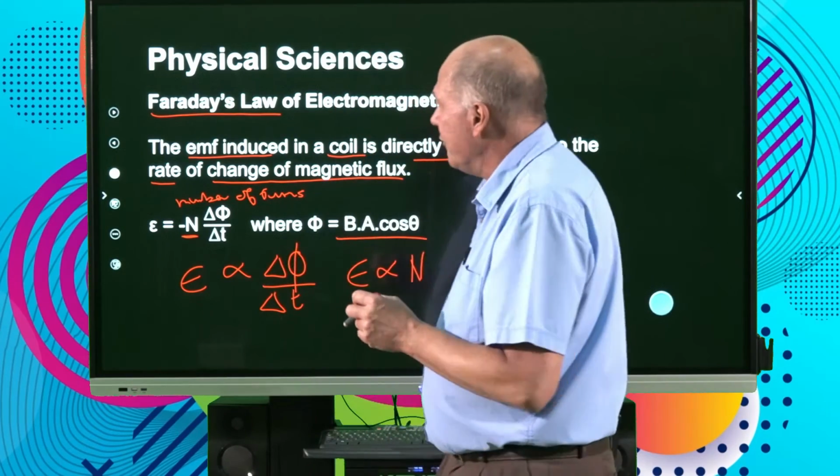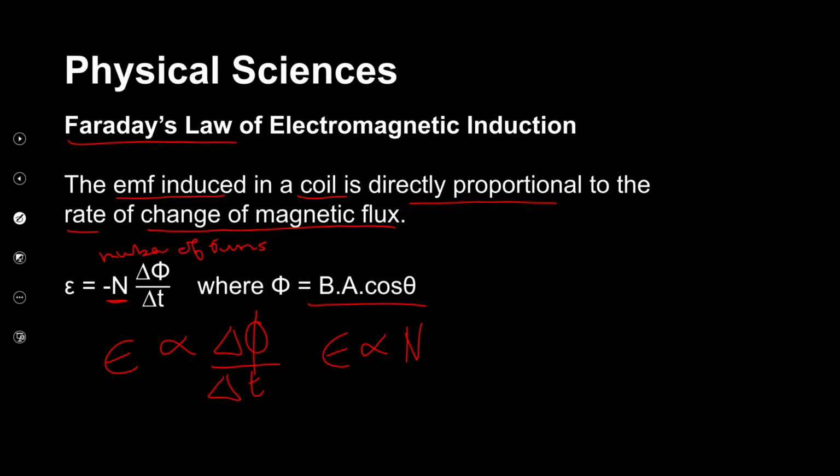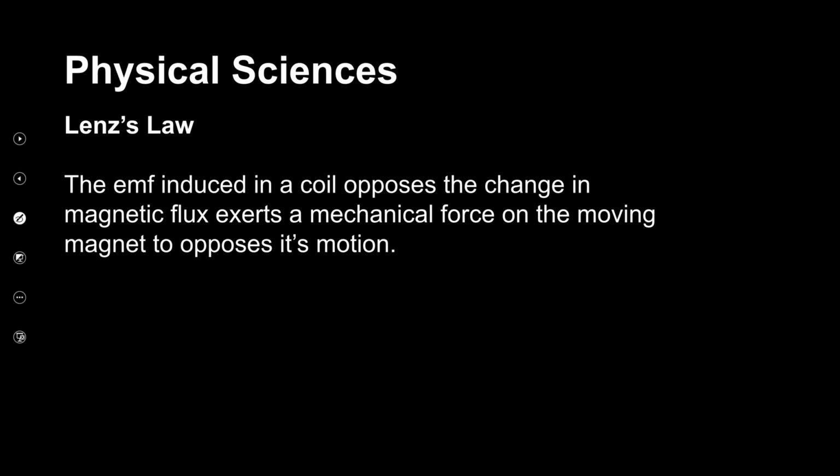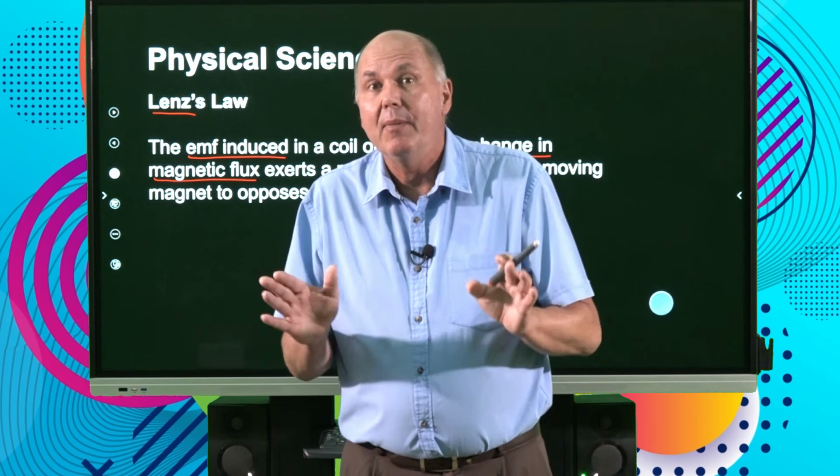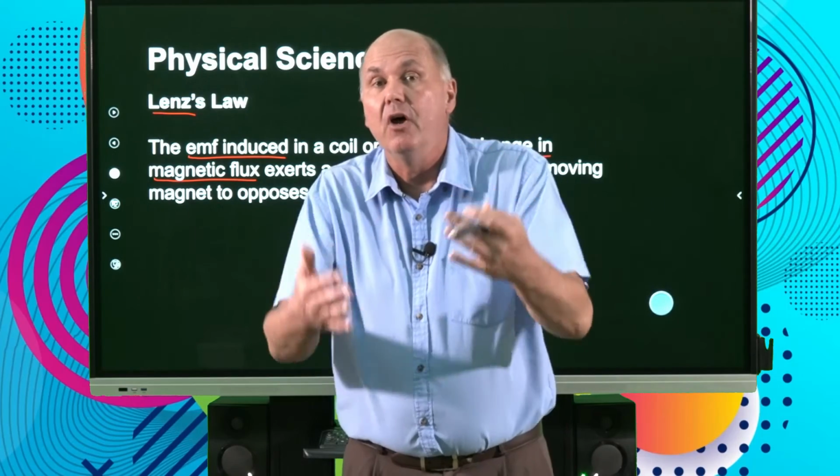But let's just see if we can make sense of one further thing. And I want to interpret it in terms of that negative sign over there. The man that did the interpretation for us was a man called Lenz. And so we talk about Lenz's law. And in a more detailed way, he says that the EMF induced in a coil opposes the change in magnetic flux. And it does that by exerting a force on the magnet that is moving towards the coil. It opposes that change in magnetic flux. Remember, without the change in magnetic flux, there'd be no induced EMF.